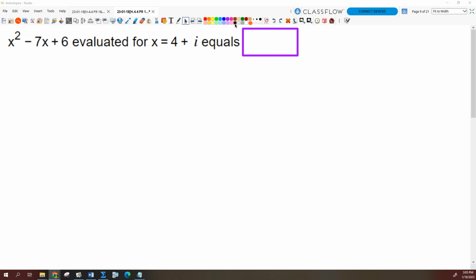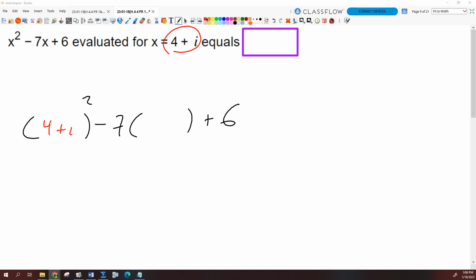What am I going to do? Plug in 4 plus i. Yeah, every place I have an x, right? And so now, even more than before, it's really important when we evaluate and substitute that we place the quantity that we're substituting in parentheses, right? Because with complex numbers, we're going to get two terms. So this is going to give us, instead of an x, some quantity squared minus 7 times some quantity plus 6. And the quantity that we're substituting is 4 plus i.